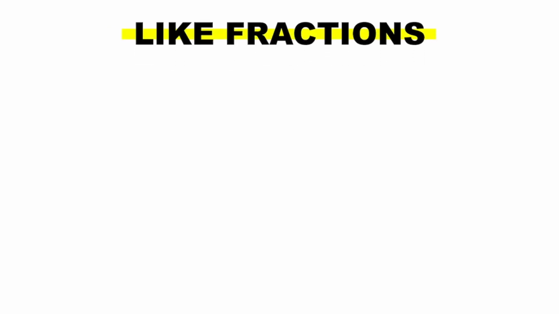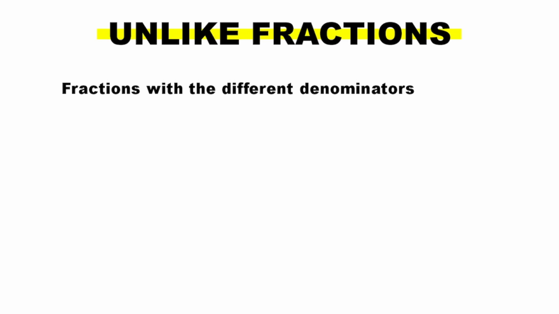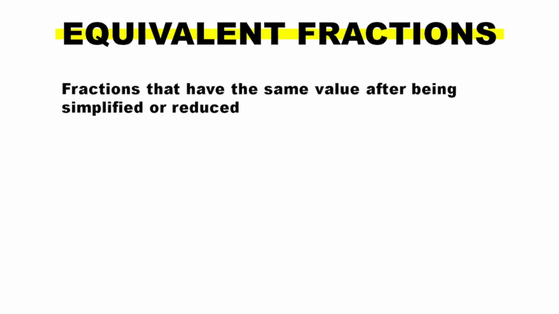Like fractions are fractions that have same denominators. For example, 2 by 5 and 3 by 5 are like fractions because they have the same denominators. Unlike fractions are fractions that have different denominators. For example, 2 by 3 and 1 by 4 are unlike fractions because they have different denominators. Equivalent fractions are fractions that have the same value after being simplified or reduced. For example, 7 by 3 and 21 by 9 are equivalent fractions because 21 by 9 can be reduced to 7 by 3.